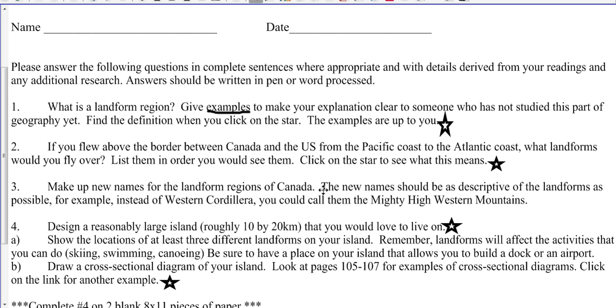Question number 2 is, if you flew over the border between Canada and the US from the Pacific coast to the Atlantic coast, what landforms would you fly over? List them in order as you would see them. Click on the star to see what this means. In your textbook, on a certain page, you see a cross-section of what Canada looks like, and it will tell you exactly what landforms you're crossing over. Listing that is definitely a level 3, and listing them all is level 3.